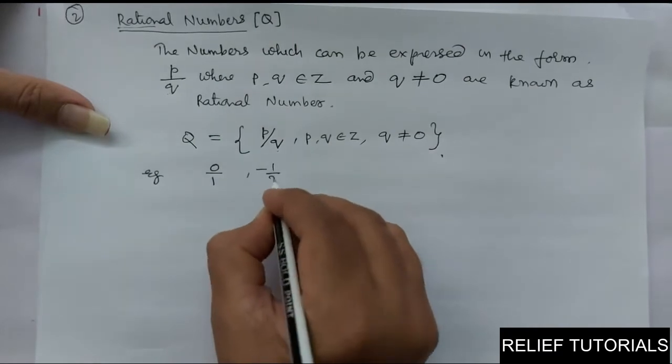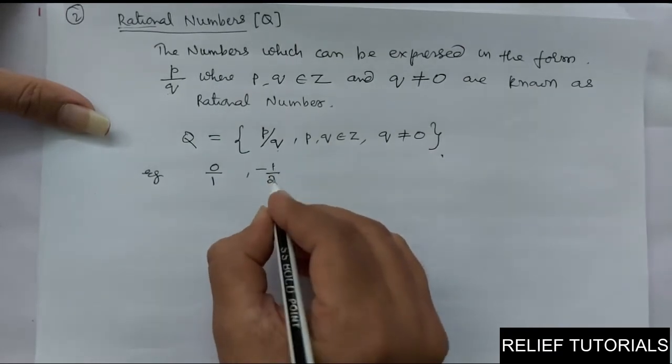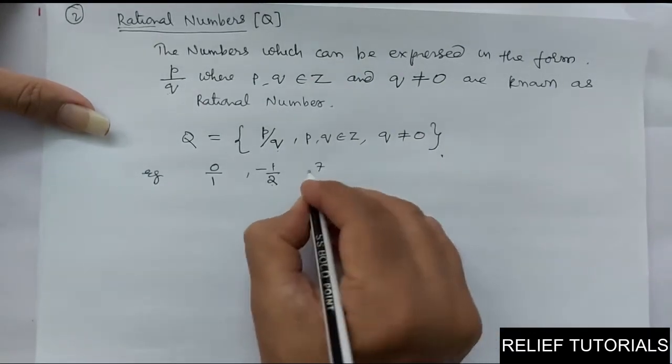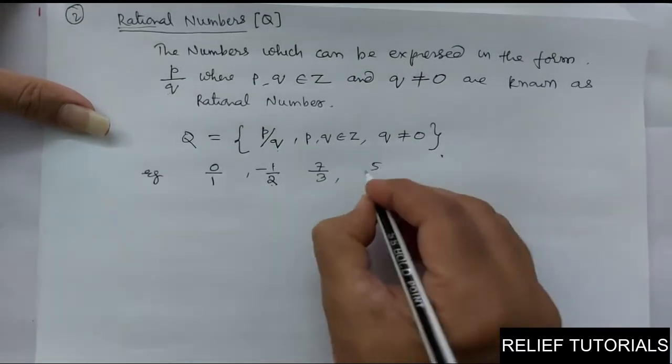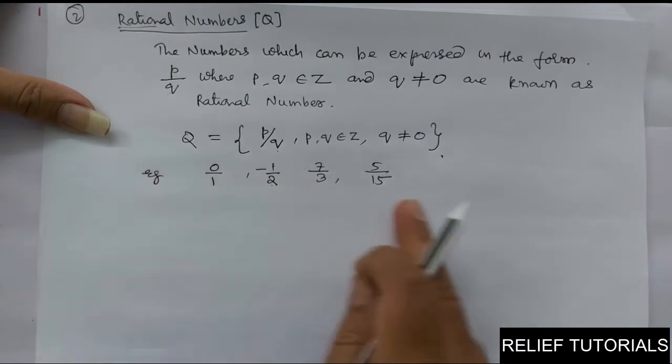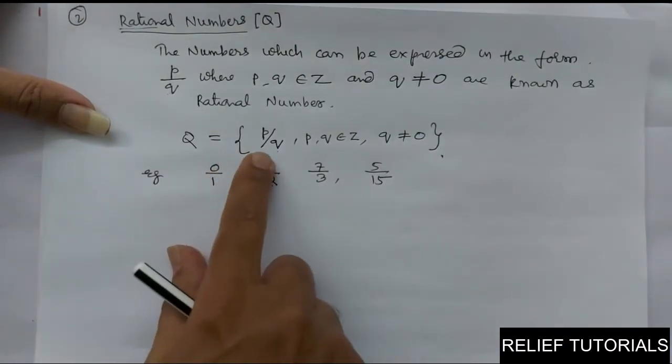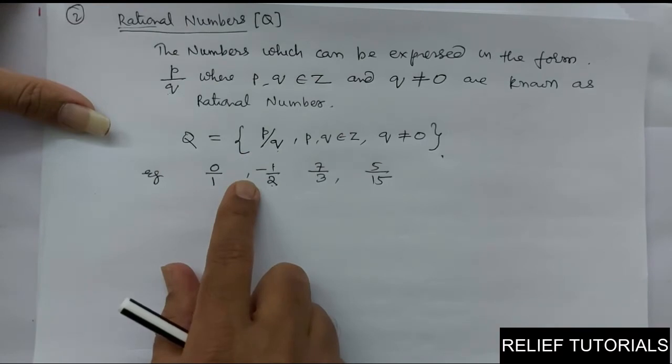Okay, minus 1 by 2. See, p belongs to Z, q is also Z, 2 is also an integer. 2 by 3, we can say 7 by 3, 5 by 50, all these are rational numbers. So we can say that all natural numbers are also rational numbers.